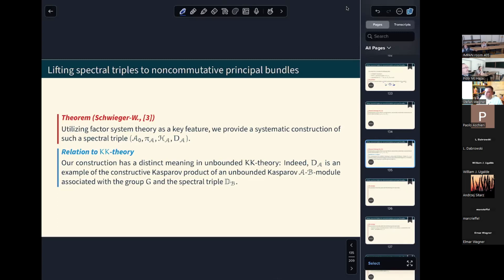Sorry, Stefan, before I forget, are you aware of some recent work of Mesland and Čačić? I think they're doing exactly such things. Yeah, I'm absolutely aware of this. I mean, it was interesting that it appeared somehow at the same time.